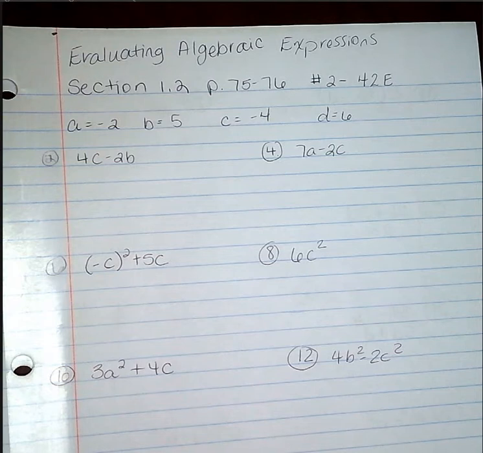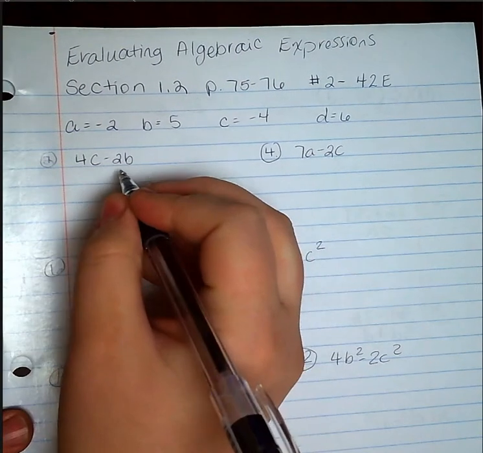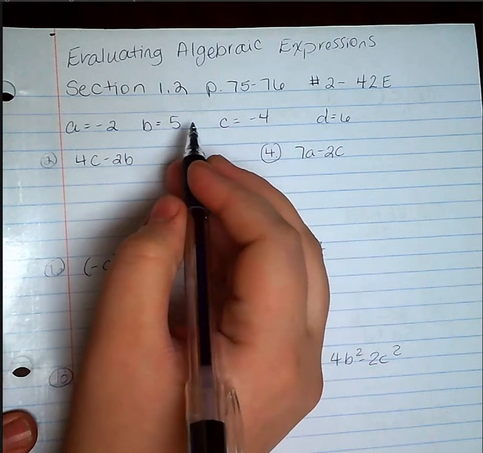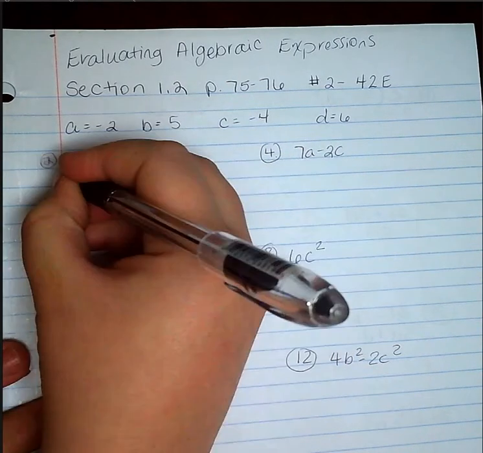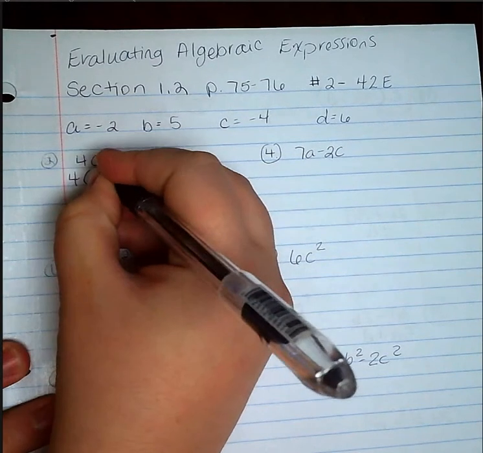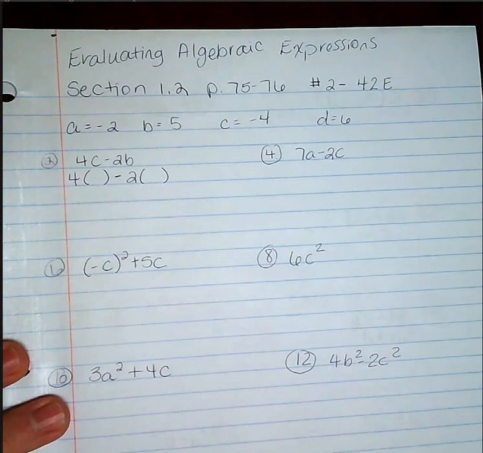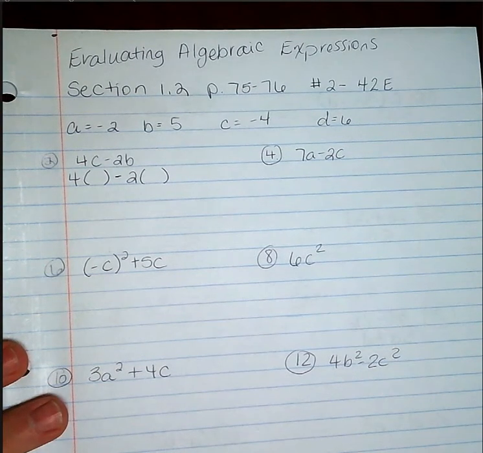I will tell you a little bit of a golden rule for evaluating algebraic expressions: whenever you plug in a number for a variable, you do have to use parentheses, and I'll show you what I mean by that. So on number 2, we have 4c minus 2b. They tell us that c is negative 4 and b is 5. So in place of those variables, I'm going to put parentheses and plug them in.